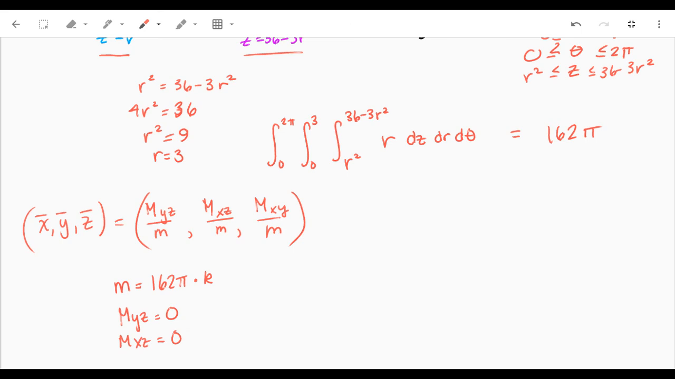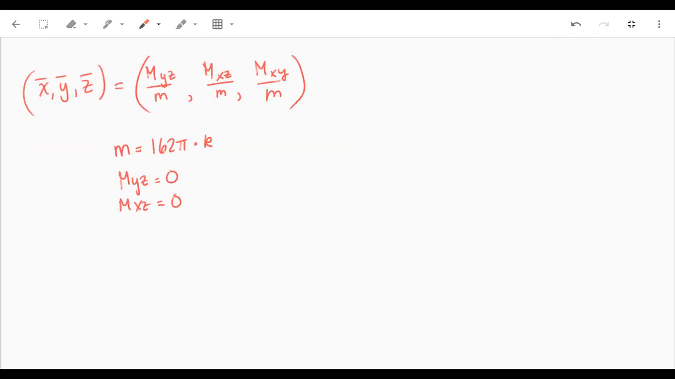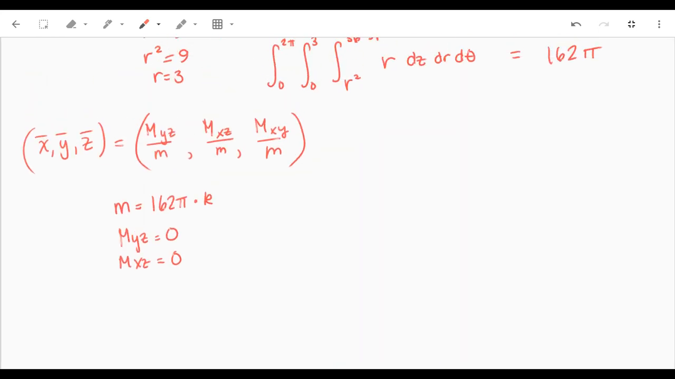so let me go back up here. Your tendency to revolve around the YZ plane would be nothing because we're centered there. Okay, and your tendency to revolve around the XZ plane would also be nothing because we're centered there. The big tendency here would be to revolve around the XY plane. Okay, so that's what we need to find. The only thing that we really need is the moment around XY.